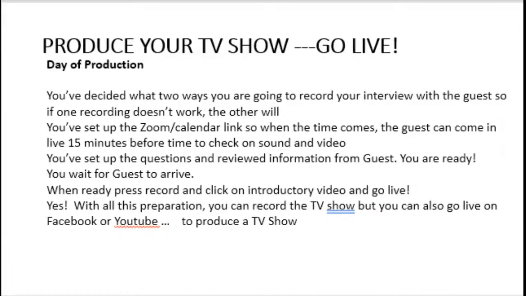So you've decided what 2 ways you're going to record your interview with the guests. So if one recording doesn't work, the other will on the day of production. You've set up the Zoom calendar link, so when the time comes, the guests can come in live 15 minutes before time to check on sound and video. You've set up the questions and reviewed the information from the guests. You are ready. So you wait for guests to arrive. When ready, press record and click on introductory video and go live.